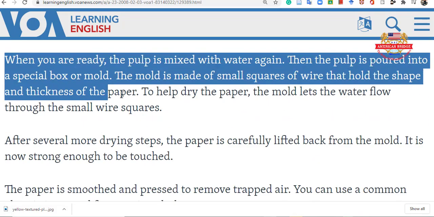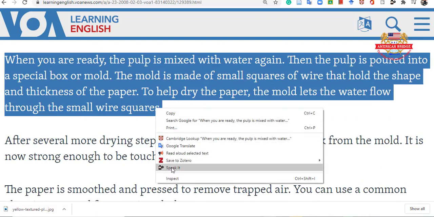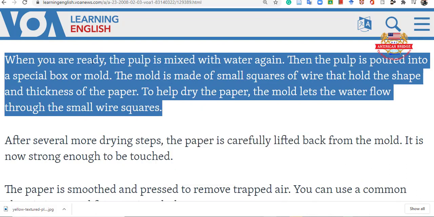Another process. When you are ready, the pulp is mixed with water again. Then the pulp is poured into a special box or mold. The mold is made of small squares of wire that hold the shape and thickness of the paper. To help dry the paper, the mold lets the water flow through the small wire squares.